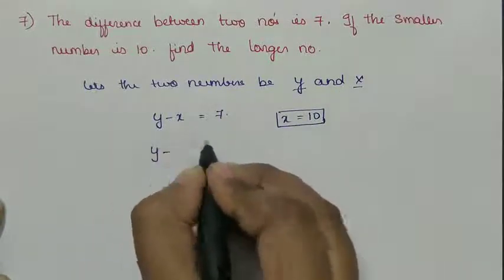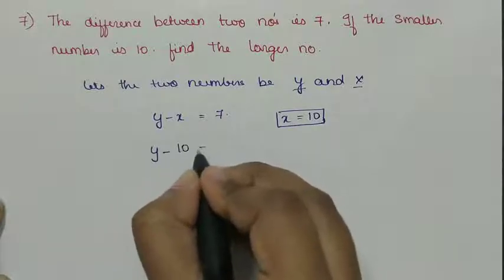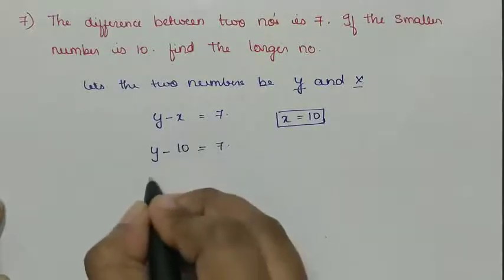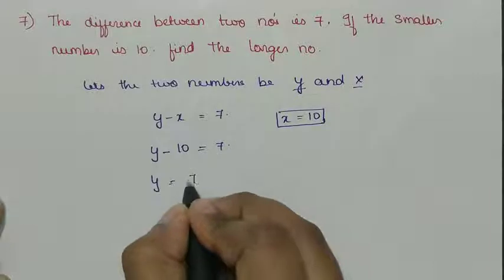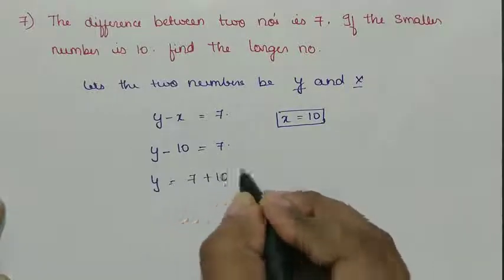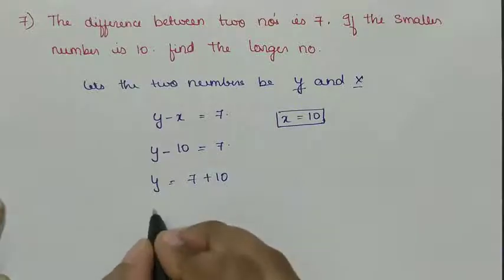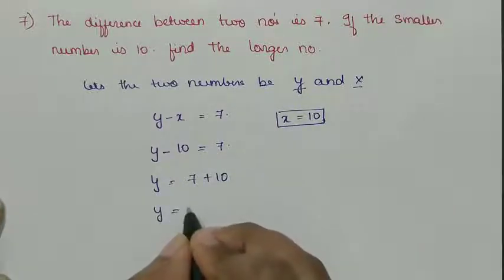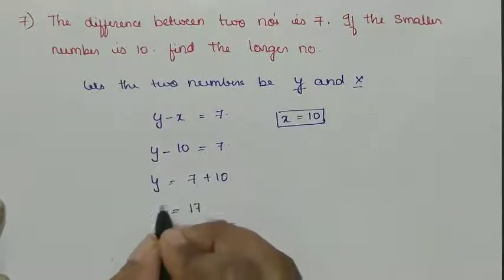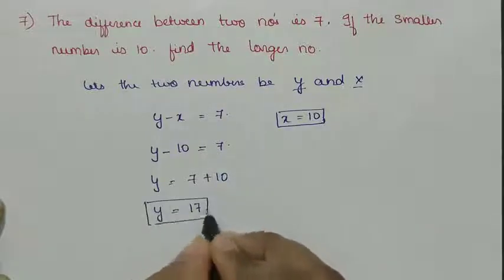Put x equal to 10 in the equation. y minus 10 equal to 7. Then y equal to 7 plus 10. When we transpose minus 10 to RHS, it becomes plus 10. y equal to 7 plus 10, 17. The larger number is 17.